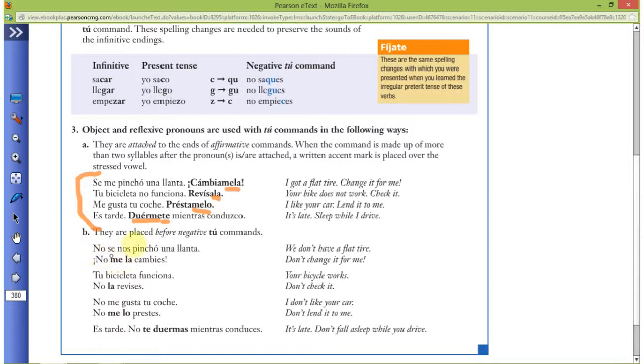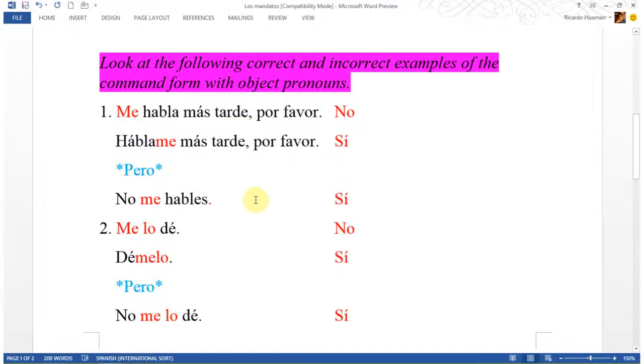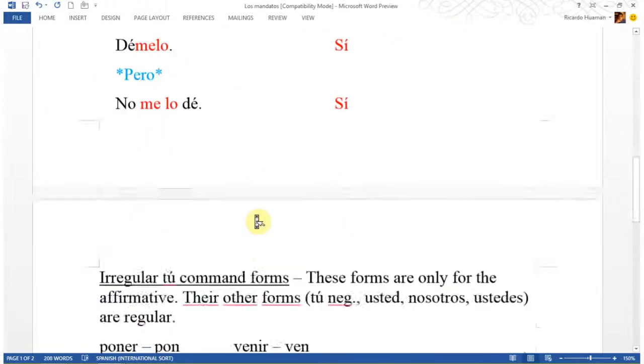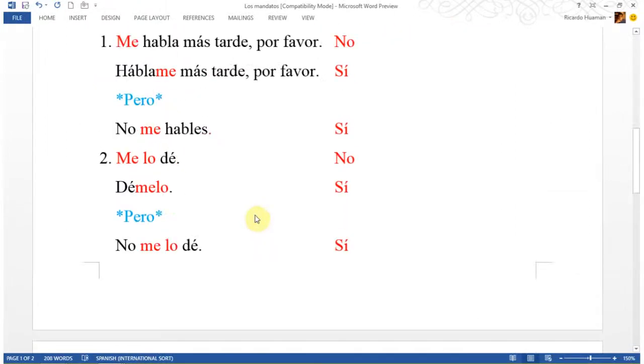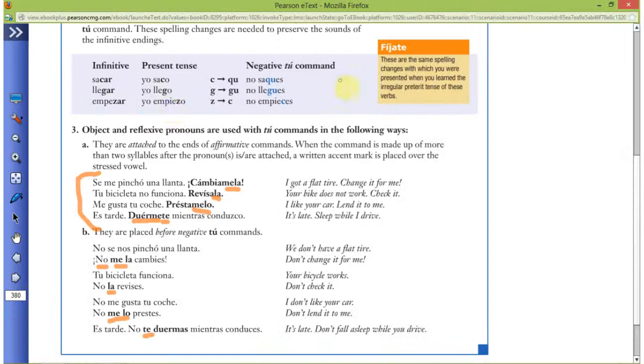Then when we have negative commands, first we put no, and then we put the indirect and direct objects before the verb. Or here that's a direct object before the verb, indirect, direct before the verb, and then don't fall asleep. Here we put the reflexive pronoun before the verb. So I gave you a couple of examples there for how to do this, and I told you which ones are right, which ones are wrong.